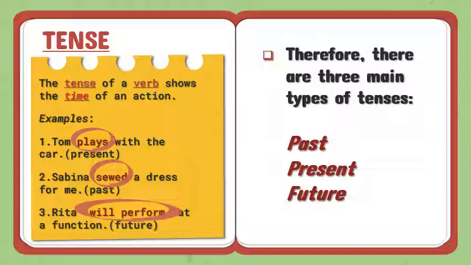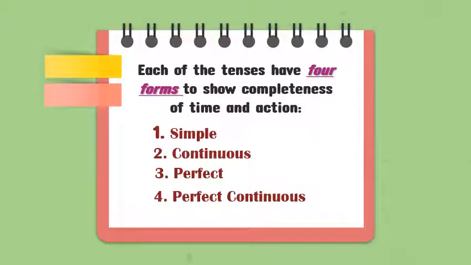Therefore, there are three main types of tenses: the past, present, and the future, which tells us about the time of an action. Further, these are divided into four forms. Number 1, simple. Number 2, continuous. Number 3, perfect. And number 4 is perfect continuous. These show the completeness of time and action.